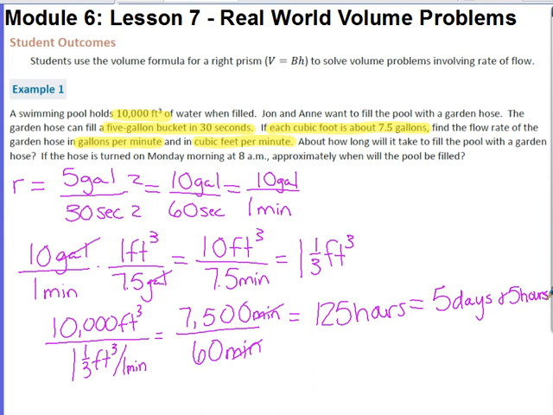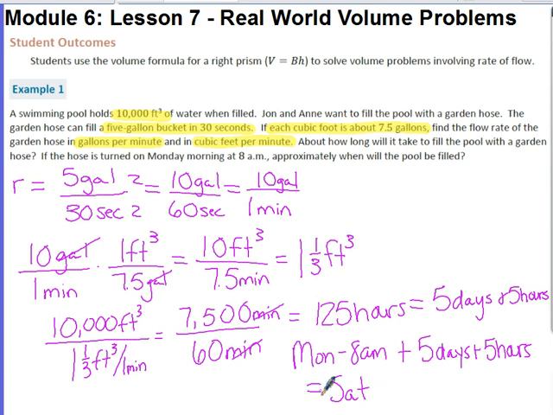Okay, so let's answer our final question here. If the hose is turned on Monday morning at 8 a.m., so we'd start Monday at 8 a.m., when you add 5 days and 5 hours to that, okay, so if we count through 5 days, Monday to Tuesday, Wednesday, Thursday, Friday, Saturday, so it's going to be Saturday.